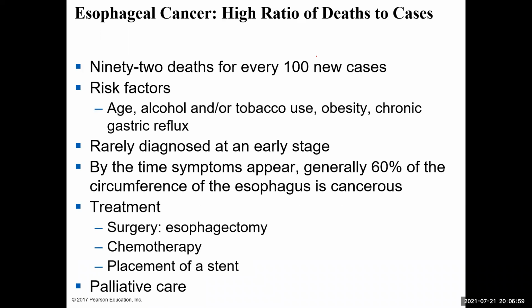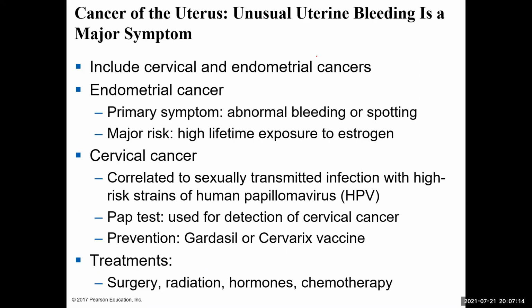And the way you would try to treat this is surgery, chemotherapy, and then a stent, and hope that you can get rid of all of the cancer cells through those processes. Then the last one of the big 10 is cancer within the uterus.